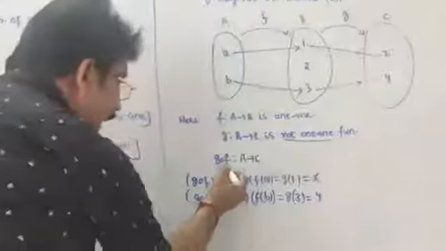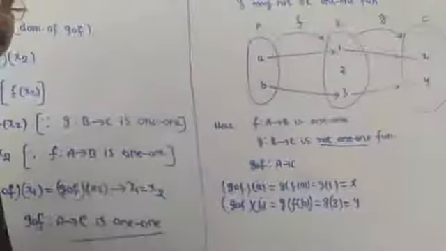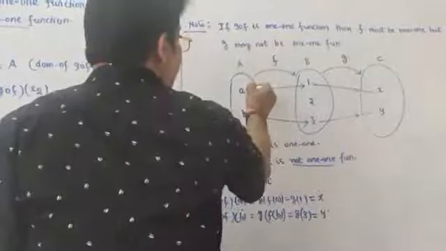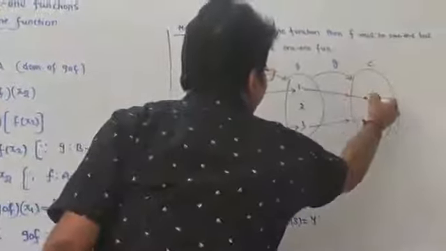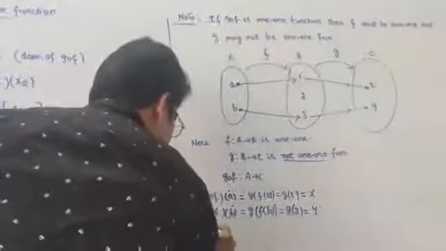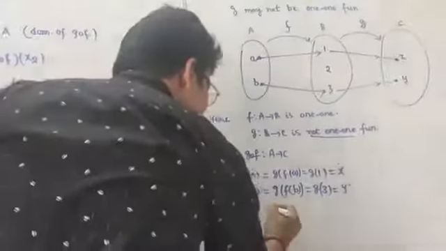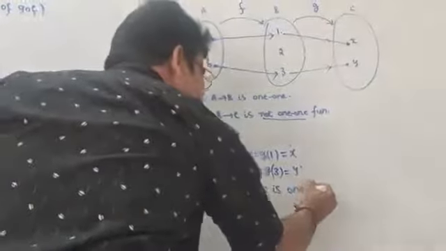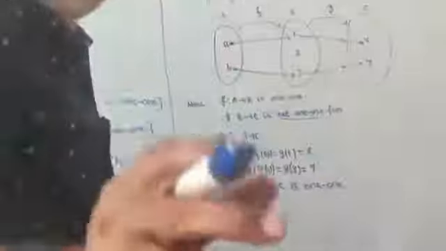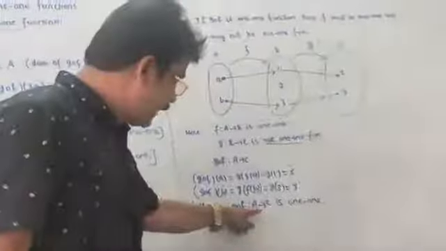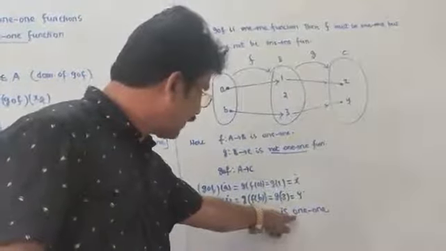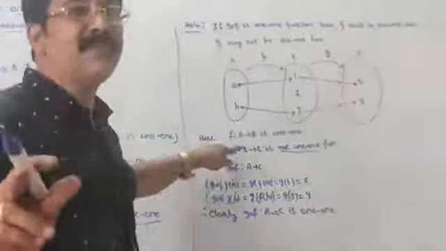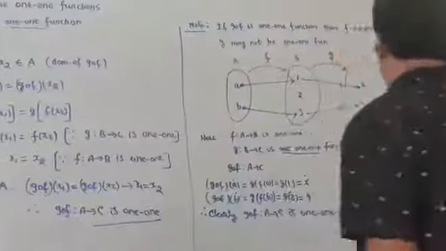So therefore A, B, different elements, X, Y, different elements. Different elements are mapped with different elements. Therefore clearly G circle F from A to C is one-one function. So G circle F from A to C is one-one function, F is one-one function, but G is not one-one function. One minute. Another example.